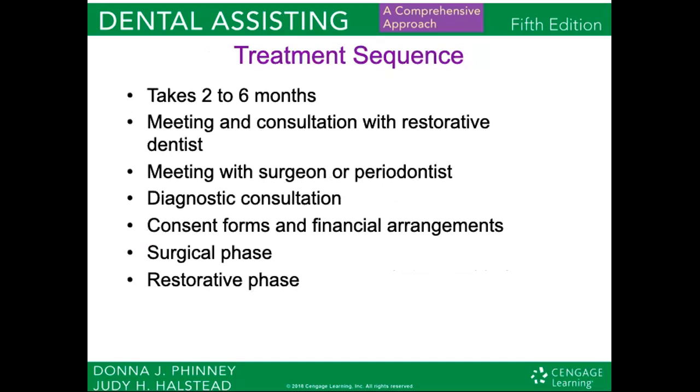The treatment sequence takes anywhere from 2 to 6 months. It'll first start with the patient meeting and consulting with the restorative dentist. Then that dentist will more than likely refer them to a surgeon or a periodontist where they will have a diagnostic consultation with them. Their consent forms and financial arrangements are made between them and the patient. There's a surgical phase where the patient will go in and have the actual surgical placement of the implants. And then there is the restorative phase after that.